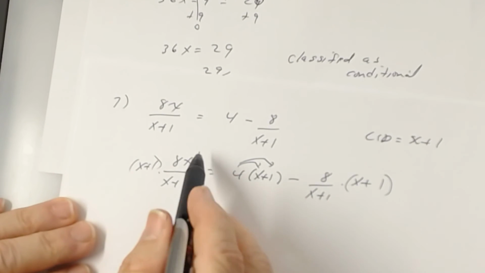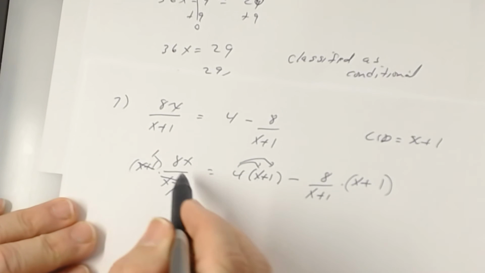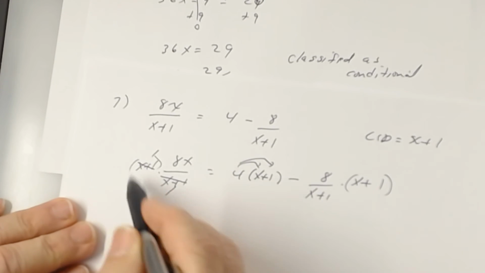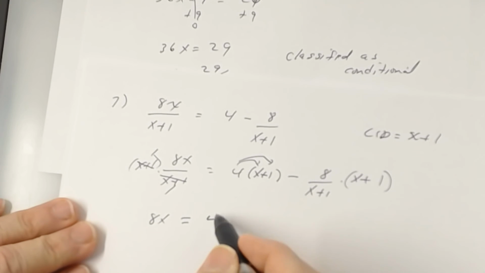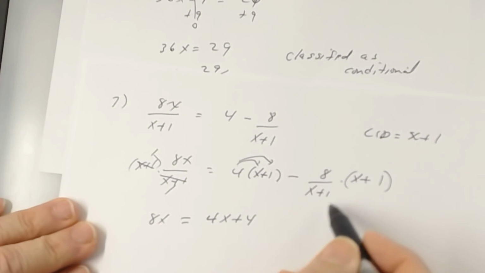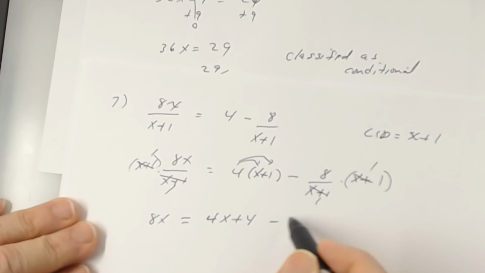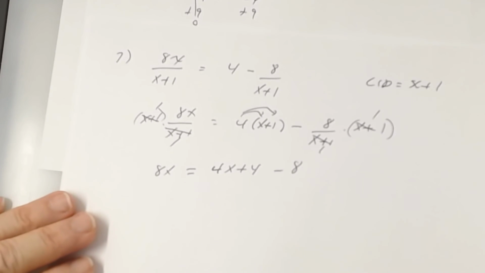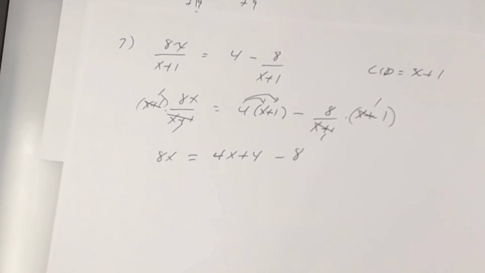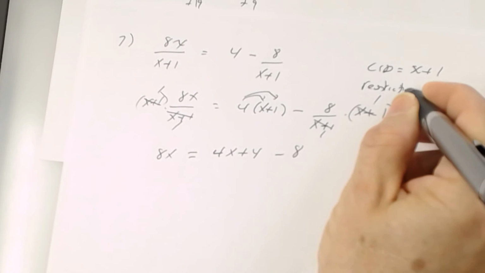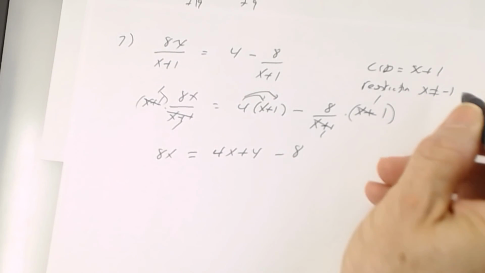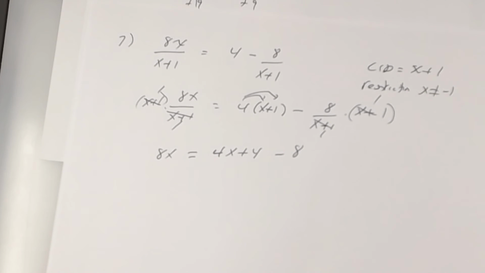When I reduce, these x plus 1s divide out. What's left over here that I'm circling? 8x equals. Distribute, what do you get? 4x plus 4, good. Reduce over here, what's left? Minus 8. Now, before I go on, we didn't indicate our restriction. What's our restriction? x cannot equal -1. That's the restriction.